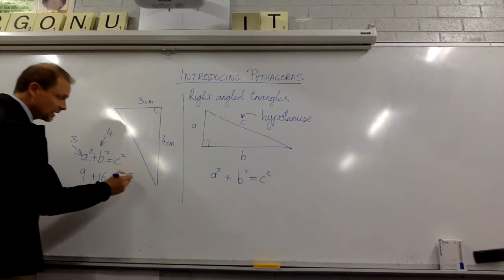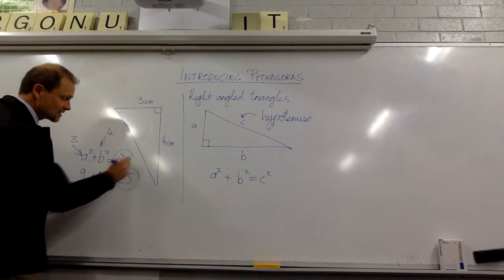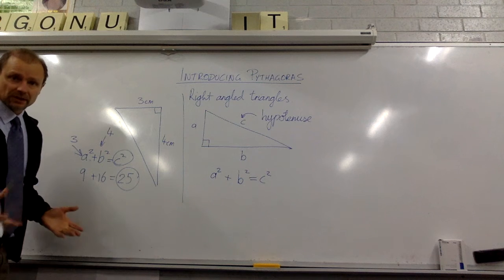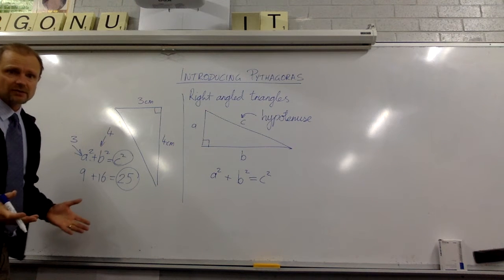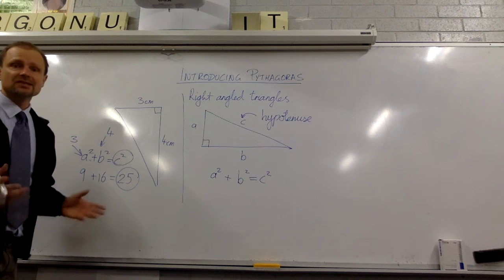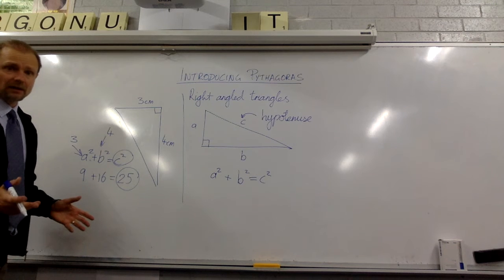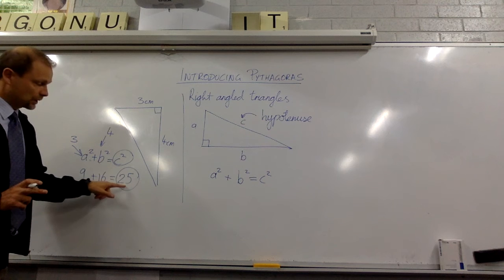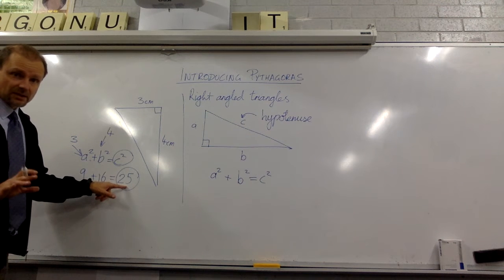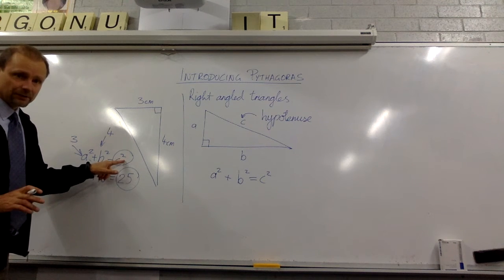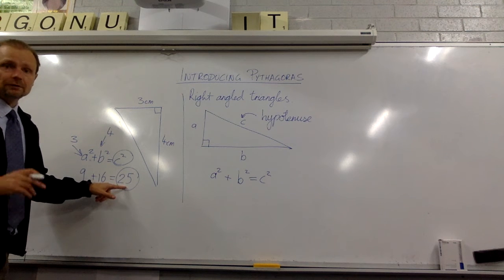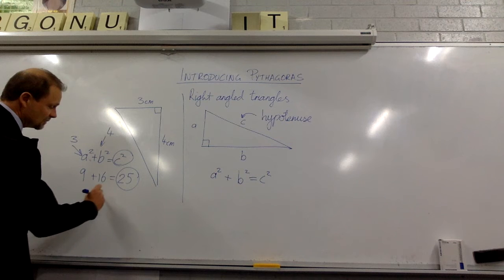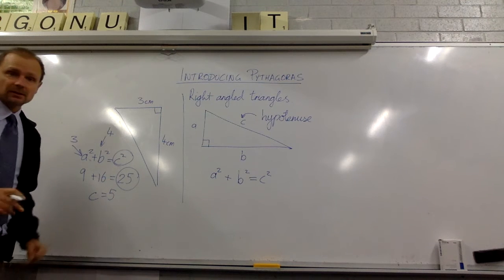So that equals 25. Now 25 is what C squared equals. All right? 25 is C squared. Do we want to know C squared? Not a chance. We want to know what C is. C is a number that is multiplied by itself to give 25. And you've guessed what the answer is. You've guessed that C equals 5. And you'd be absolutely right.